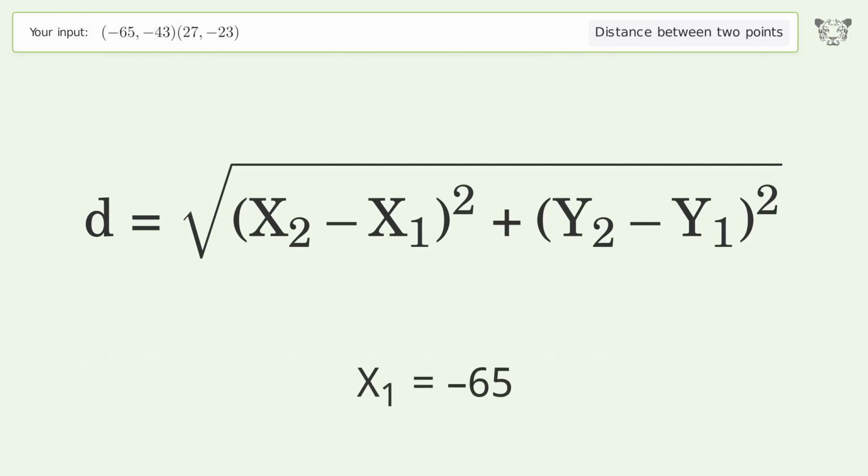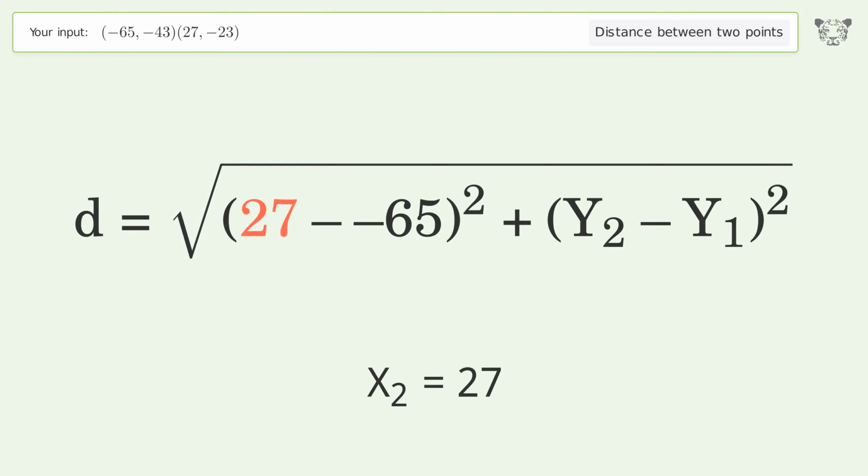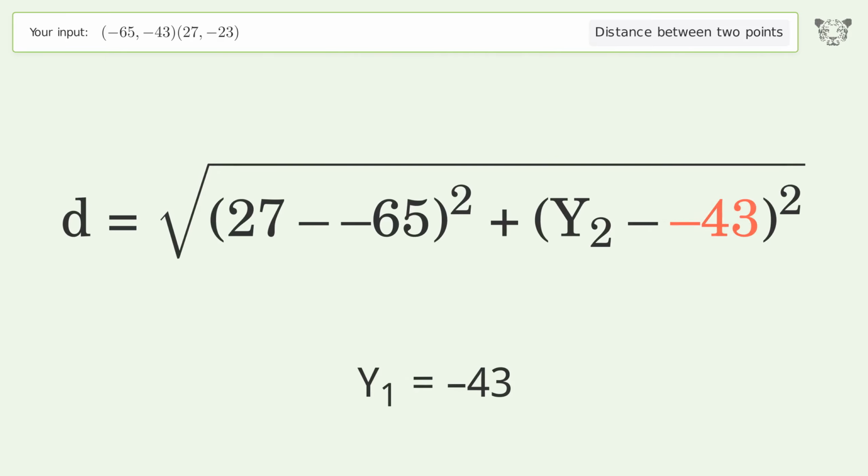x1 equals -65. x2 equals 27. y1 equals -43. y2 equals -23.